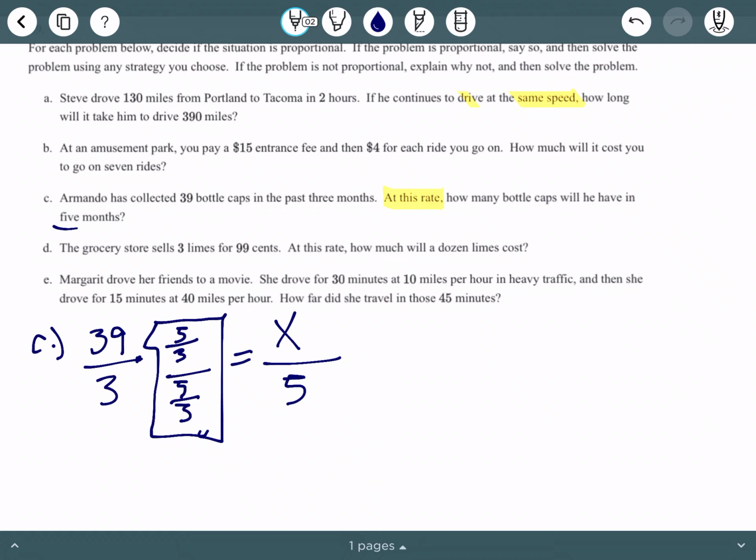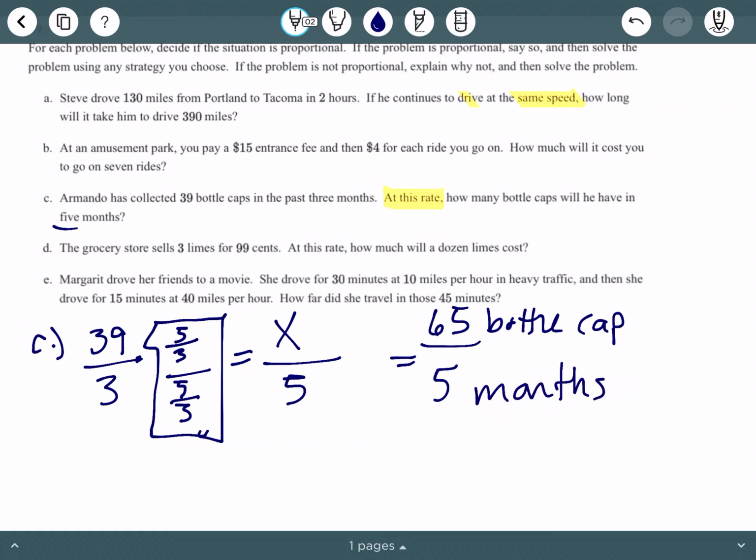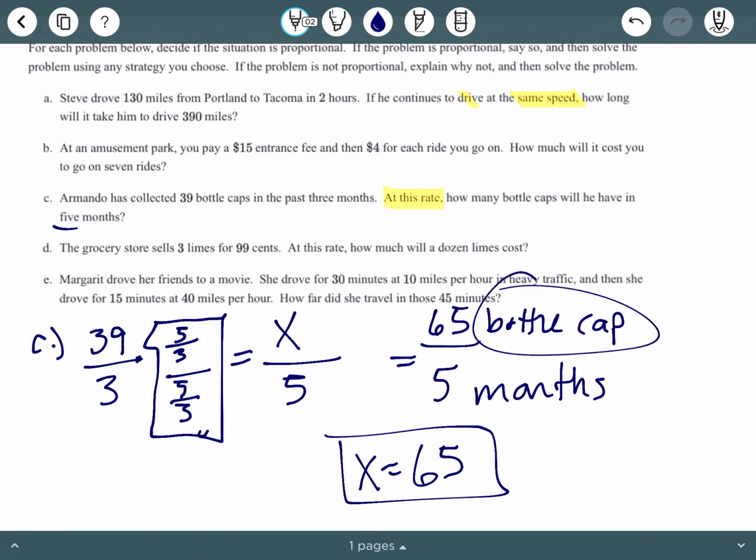All right, so we'll multiply the top and bottom by 5/3. We know the bottom gives us 5. Now for the top, we need to multiply 39 by 5/3. And when we do that, we should get 65 for X. So he can collect 65 bottle caps in 5 months. So our X equals 65 here. 65 what? 65 bottle caps.